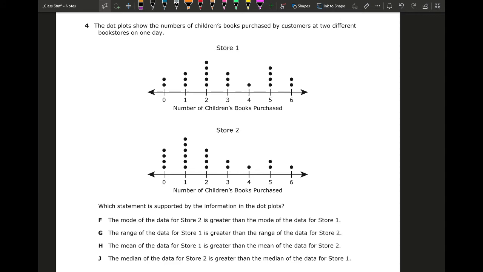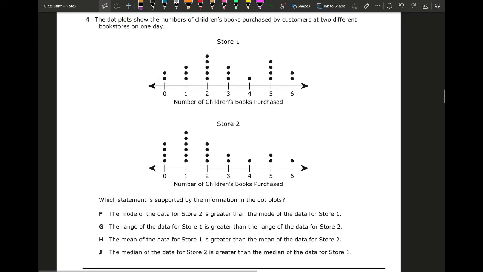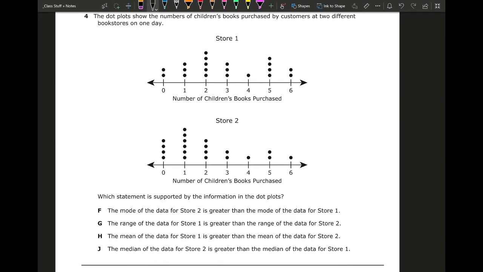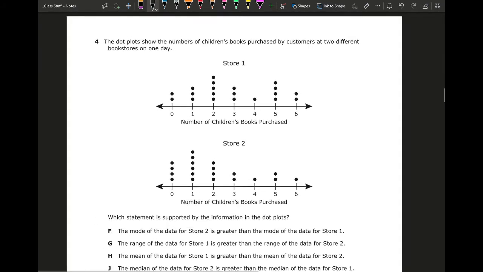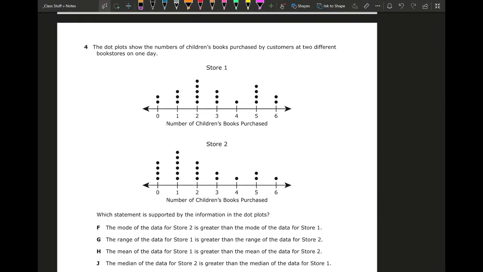So basically what we have to do right here is compare. We're gonna have to compare every single statement to whatever is at the top. So let's see, store one, zero number of books purchased. So two people did not buy. Each one of these dots represents one person, okay?